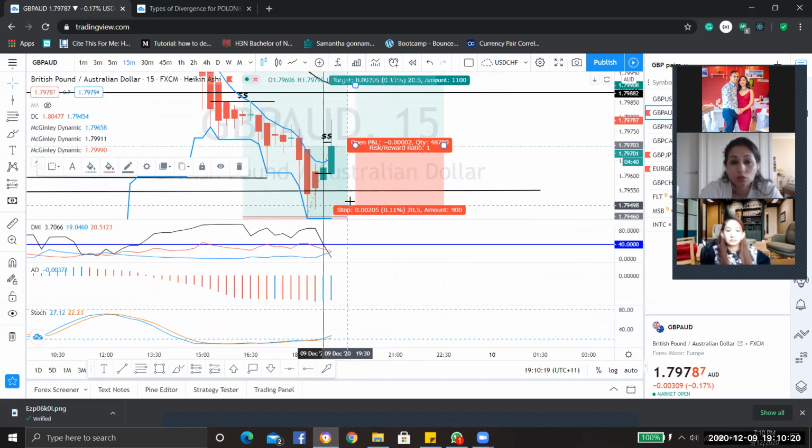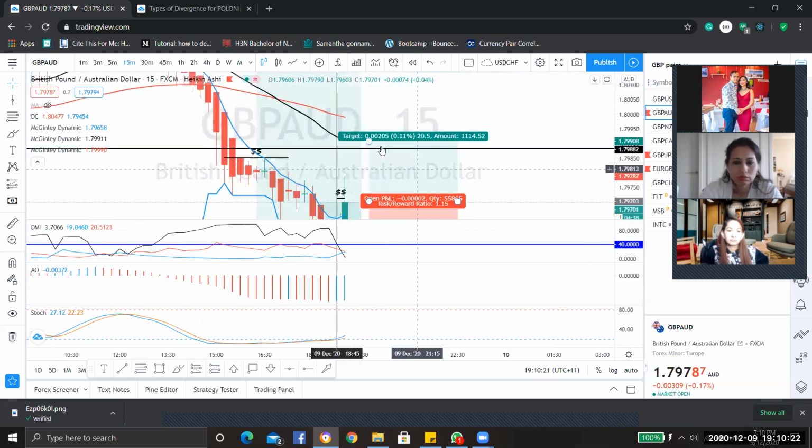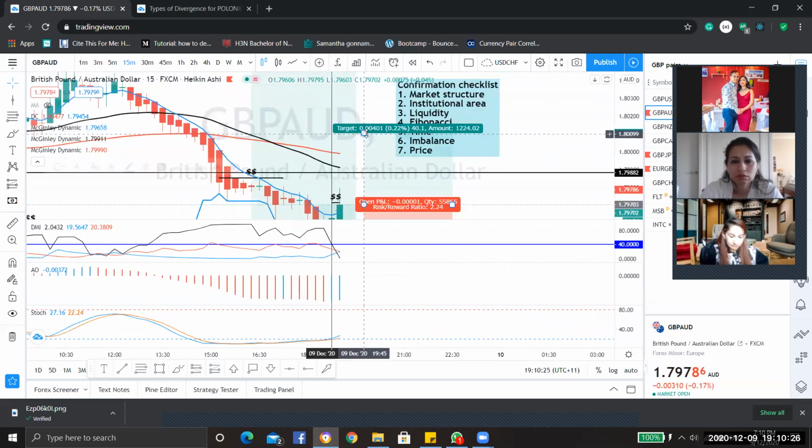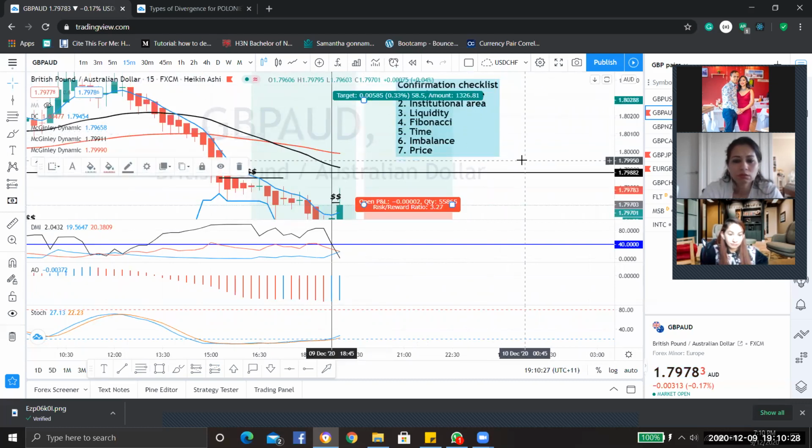But your stop loss will be bigger than mine. You can take it in demo. You can take it in live in the lowest possible lot size.